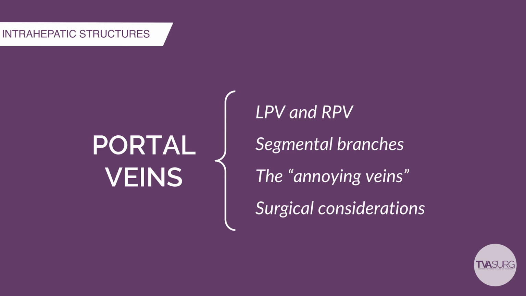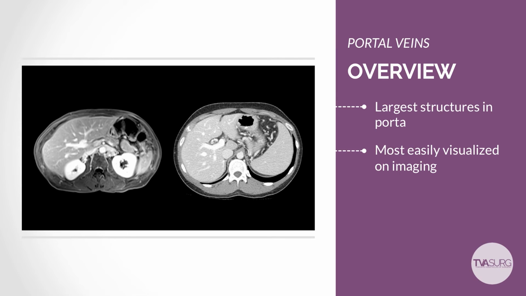We'll now move on to the portal veins, which bring nutrient-rich blood from the digestive system into the liver. I'll talk about the main left and right portal veins, major segmental branches, some smaller but significant branches, and then touch on some surgical considerations. To begin, I'll point out that even though the portal veins are deep to the arteries and ducts, and are therefore encountered last during dissection, they're still the largest structures, and the most easily visualized on preoperative imaging, both MRI and CT, so where they branch will often be the basis for the surgical plan.